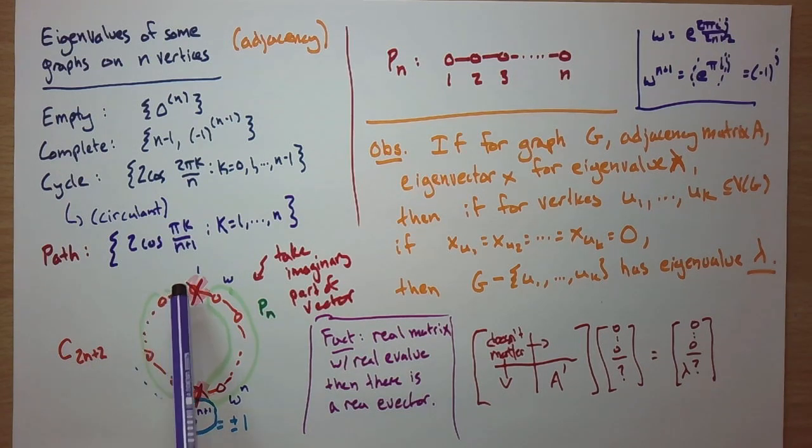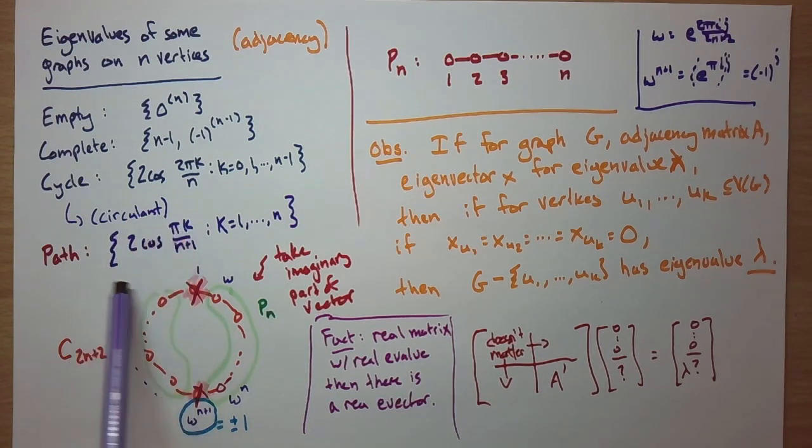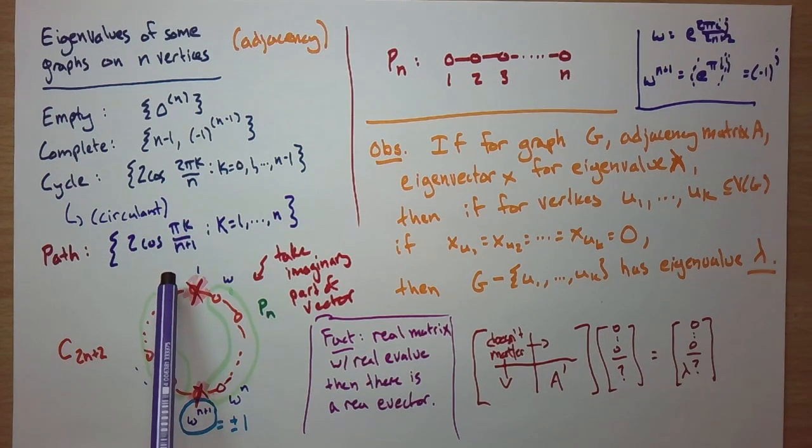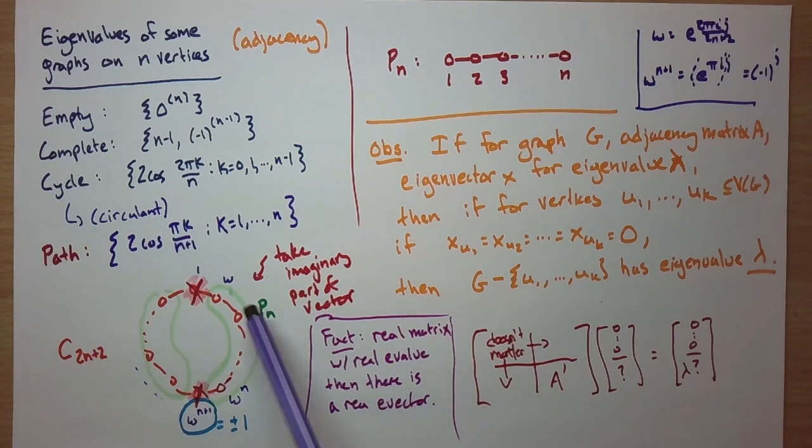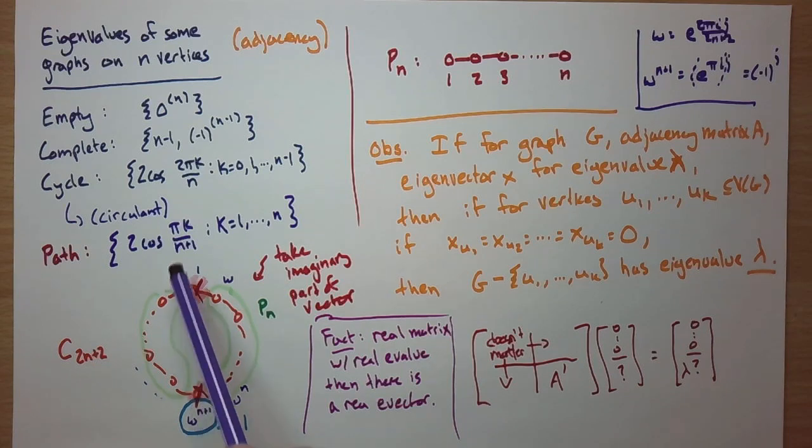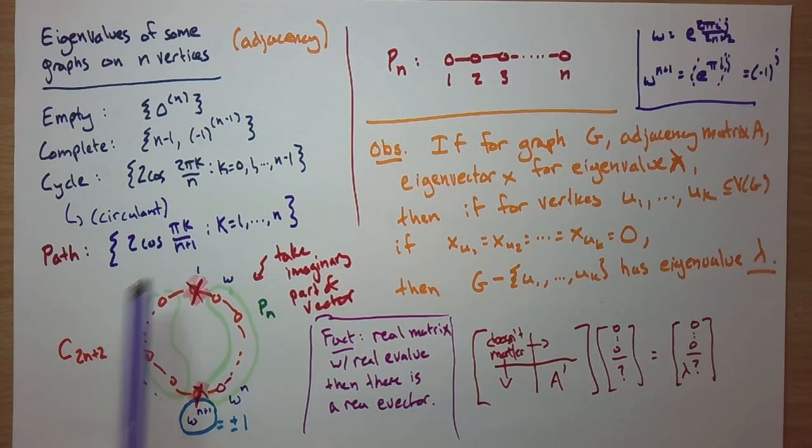Now, there's a few things. One, every eigenvalue we've listed here is an eigenvalue of the path, because we showed how you can construct an eigenvector. Namely, look at the bigger cycle, choose the imaginary part, and knock out 2 vertices. So we have eigenvectors for each one of these eigenvalues. Are these eigenvalues distinct?